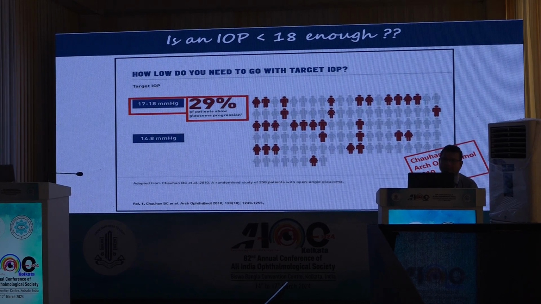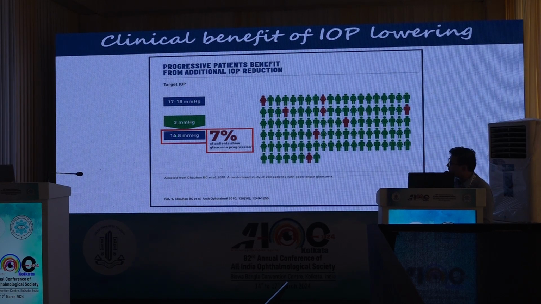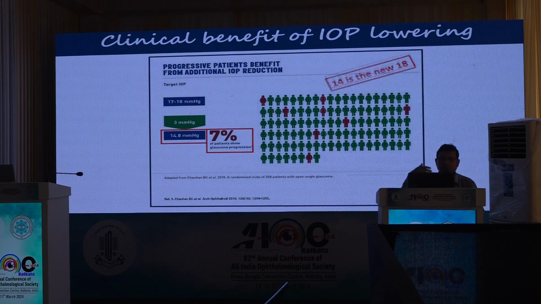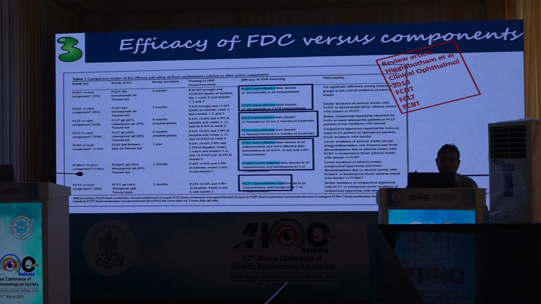Because even if you have a controlled IOP of 17 to 18, 29% of your patients will still show progression. So probably hitting somewhere around 14 or 15, which will slow down the progression rate to 7%, should be the new target. So 14 is probably the new 18. And the only way you can achieve an IOP as low as 14 is if you use FDCs. A single drug achieving such a low pressure is odd.